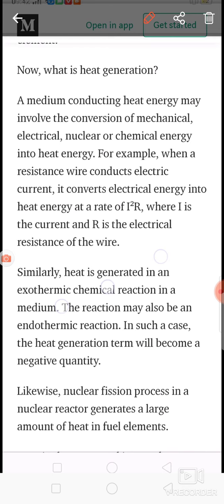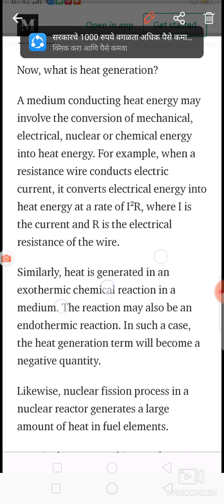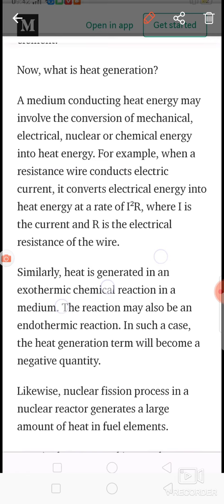So what is meant by heat generation? Some amount of heat is generated within the element. In what way is the heat generated within the element? A medium conducting heat energy may involve the conversion of mechanical, electrical, nuclear or chemical energy into heat energy. For example, when a resistance wire conducts electrical current, it converts electric energy into heat energy at a rate of I squared R, where I is the current and R is the electrical resistance of the wire.